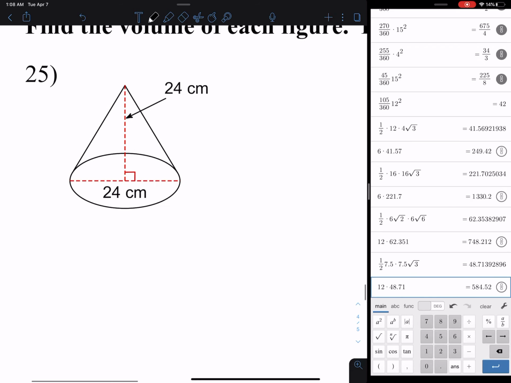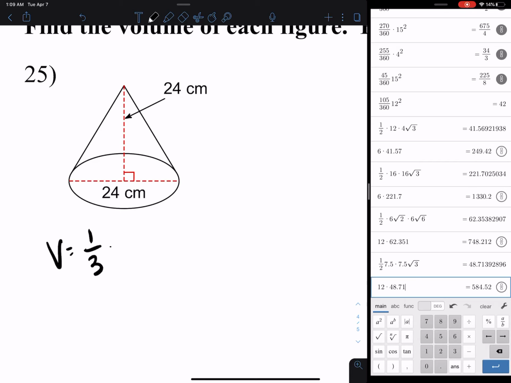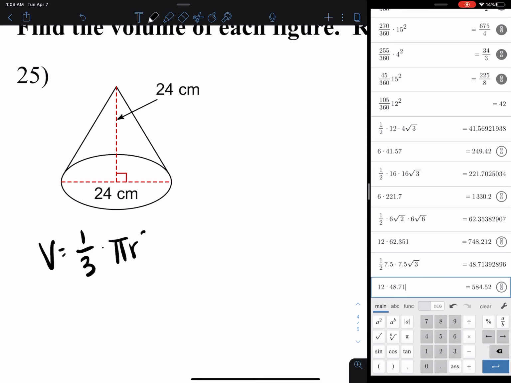So this is a cone, right? The base is a circle and it's a cone. So the volume is 1/3 of the area of the base times the height. But we know that the base here is a circle, so the area is pi r squared, times h. And since it's a cone, it's 1/3. If it was a full cylinder, like if the sides went straight up, then it would just be pi r squared h. But since it's a cone, it comes to a point, it's 1/3.